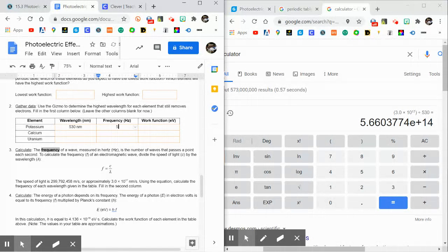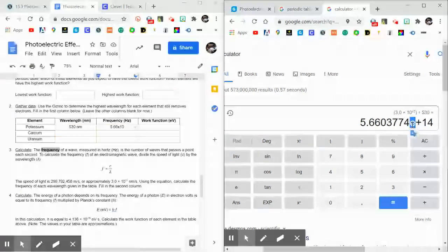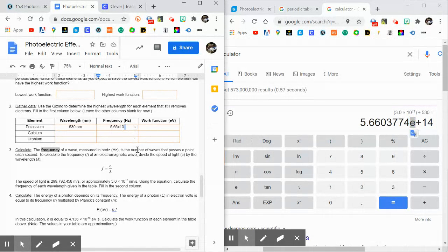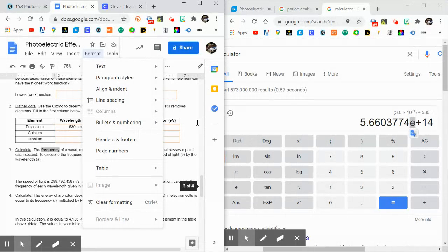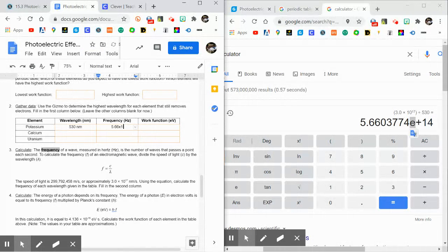5.66 times 10. Whenever you see an E in your calculator, that is exponent. So 5.66 times 10 to the positive 14. Or I can do Format, Text, Superscript, and you do a superscript by pressing Control Period. So I do 10, Control Period, and that gives me to the 14. And there it is. That's what I do for that.